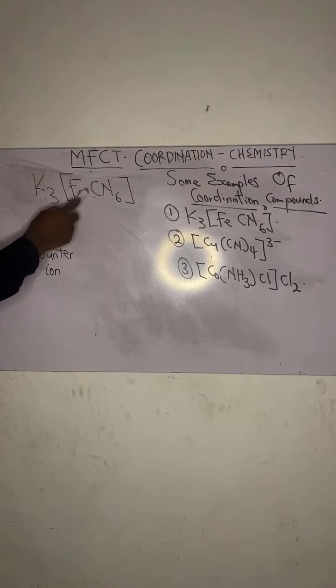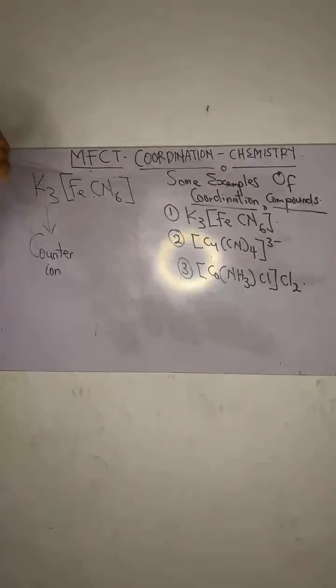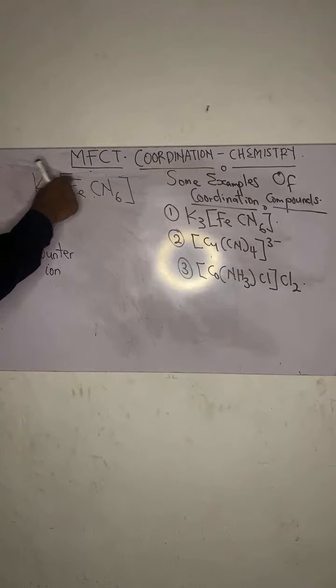Are the central atom and the ligand. So this simply means that whenever you see a coordination compound, if you want to identify the central atom or the ligand, then you have to check the inside of the what? Square bracket. So inside the square bracket, how are you going to differentiate your central atom from the ligand?